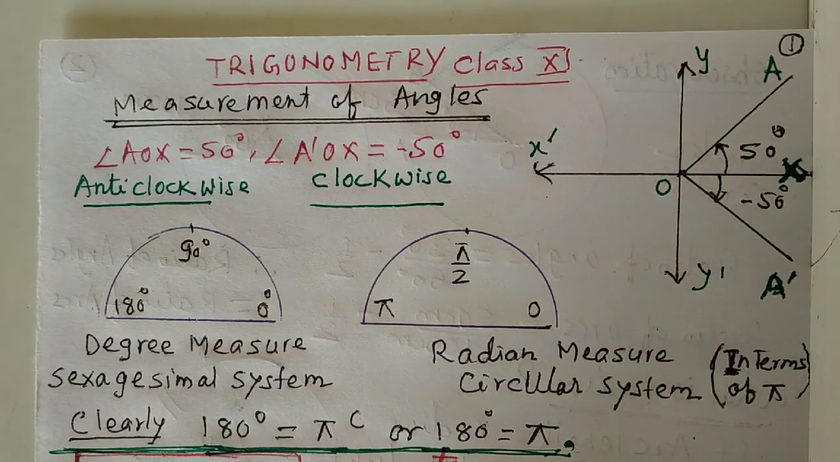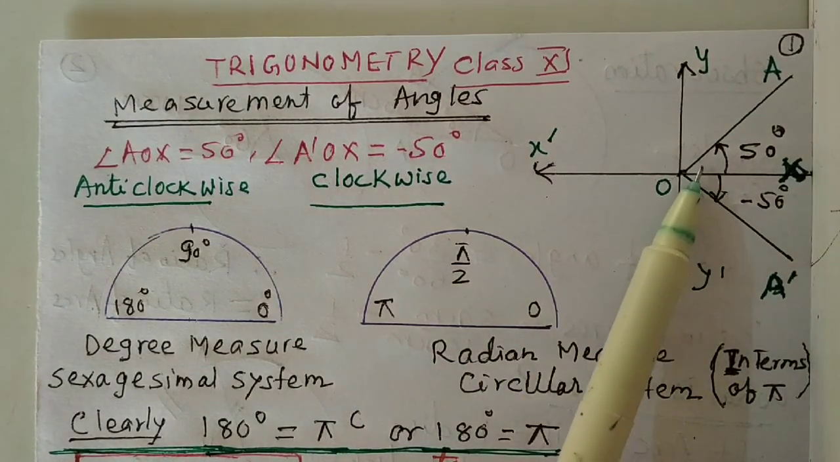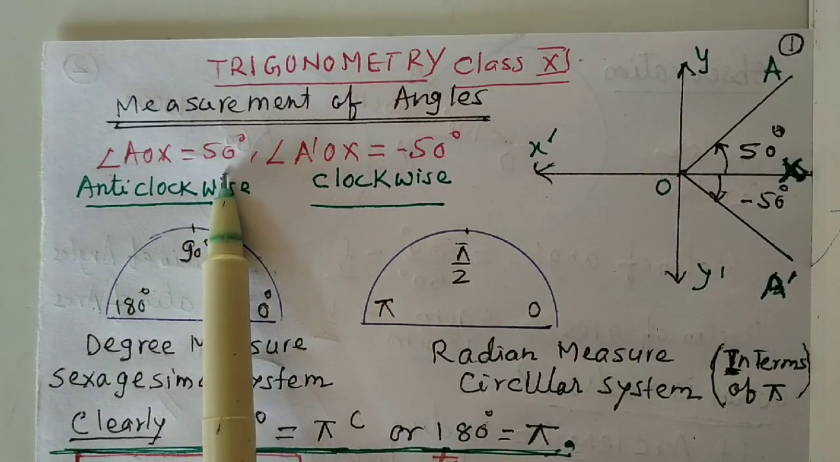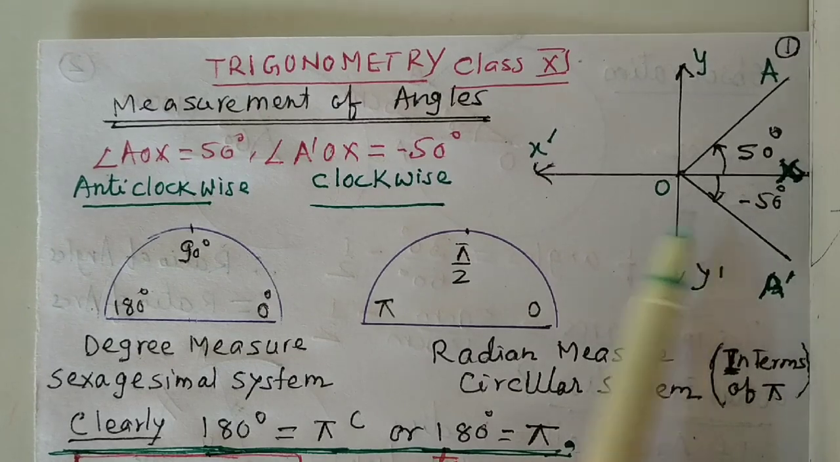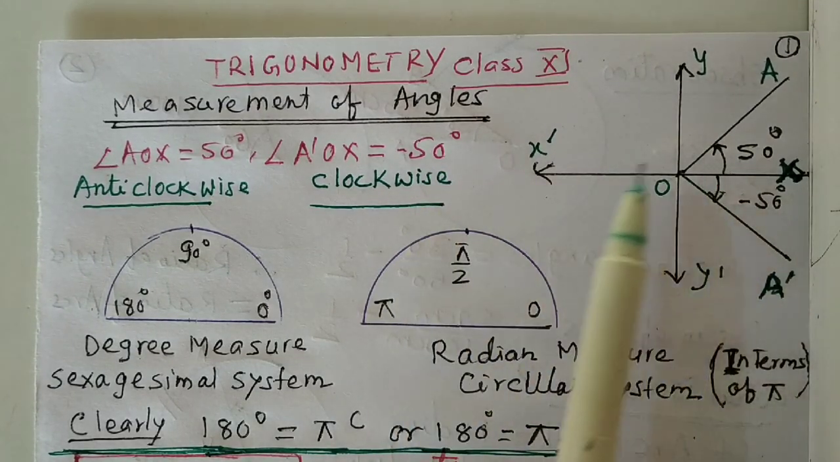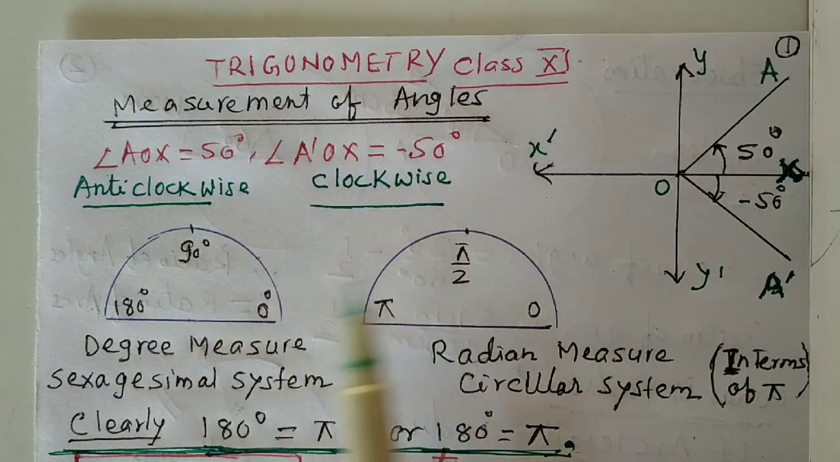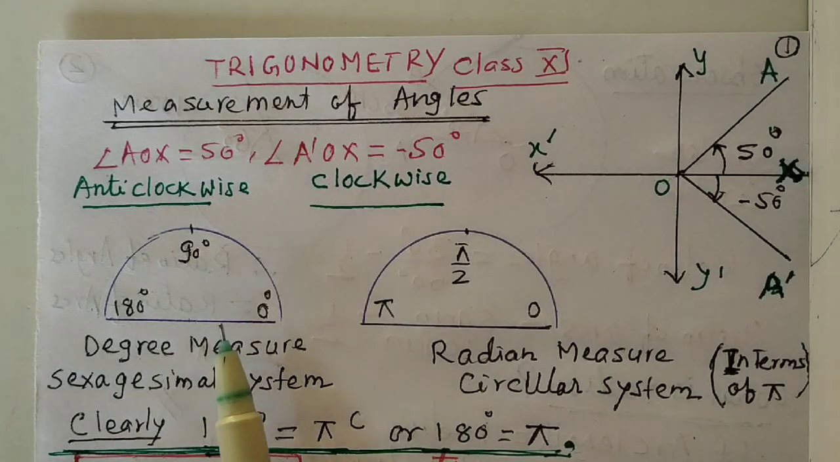Now, measurement of angle. If the angle is being measured in the anti-clockwise direction, it will be a positive angle. But if the angle is being measured in the negative direction, downward, then it will be a negative angle. Clockwise is negative, anti-clockwise is positive. Now, after that, there are two systems to measure angles.